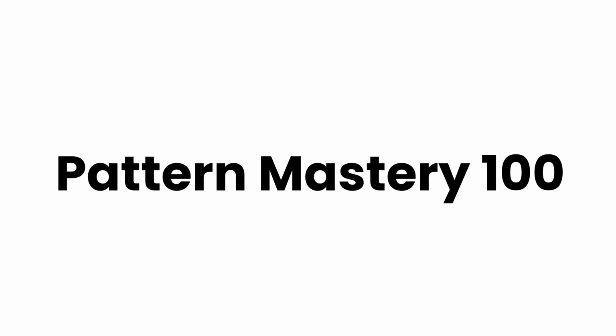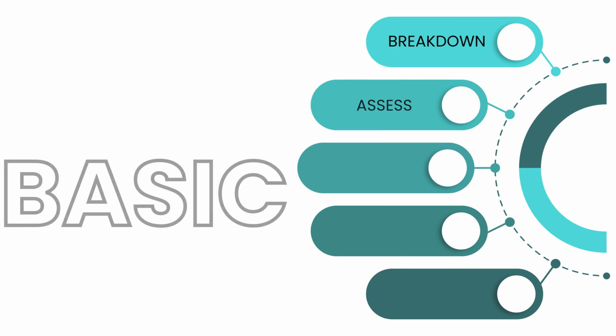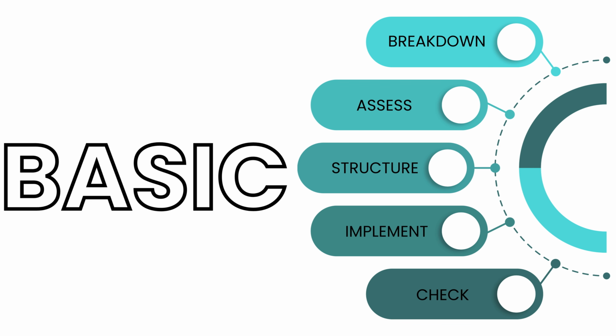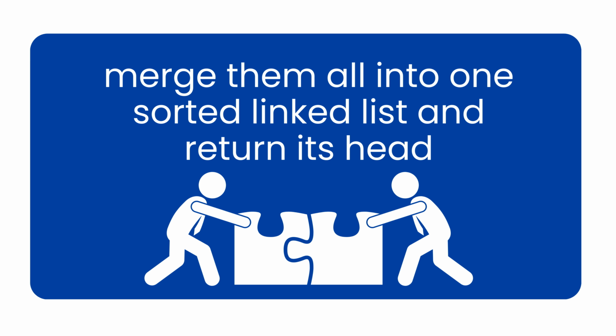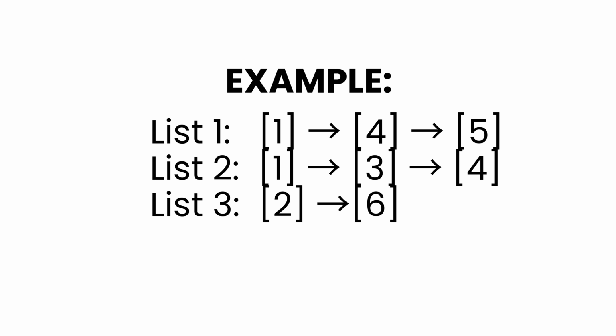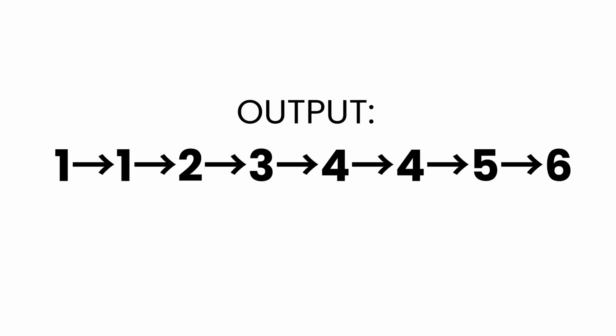Let's attack Merge K-sorted lists with the BASIC problem-solving framework, a stepwise guide for turning chaos into clarity, even in the toughest coding rounds. Let's break it down. Given an array of k linked lists, each sorted in ascending order, merge them all into one sorted linked list and return its head. Example: input 1-4-5, 1-3-4, 2-6. Output 1, 1, 2, 3, 4, 4, 5, 6.